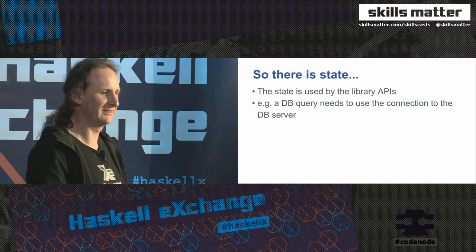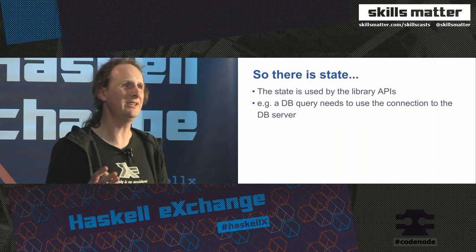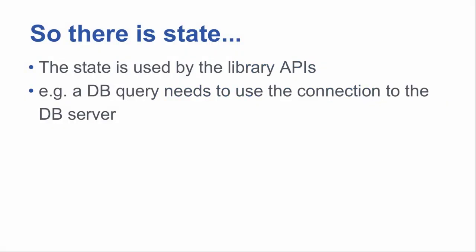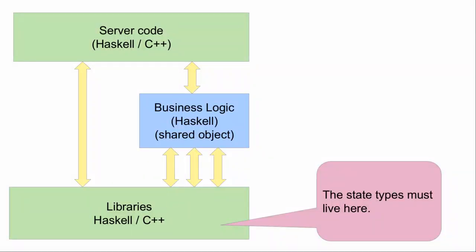So there is state. But the state is not something that you can use from the user code. The state sort of lives at the bottom. It's in the caches, in the databases, in the way that we're talking to other services, in the libraries that you're using from the user code. So what this means in practical terms is that the state types must live down here. The state types can't live here because then they might change from one version to another. So the state types all have to live down here. And that ensures that when we swap a shared library, the state is still a valid instance of the state type.